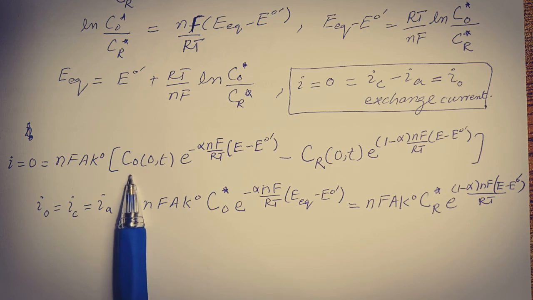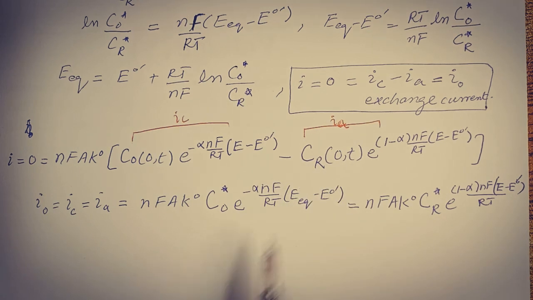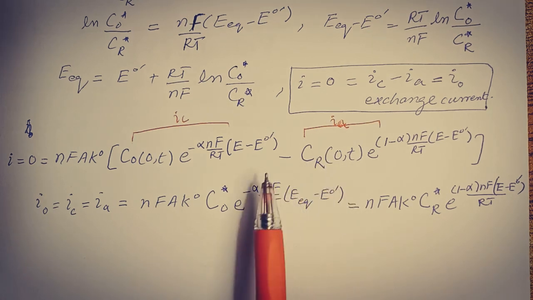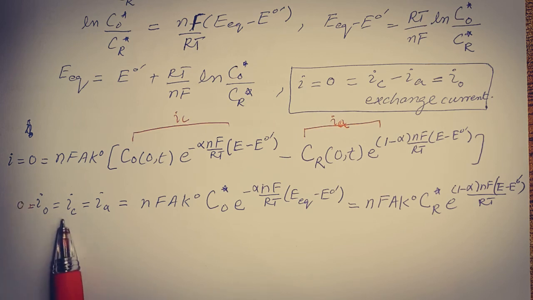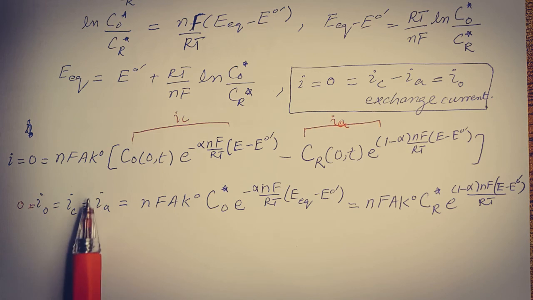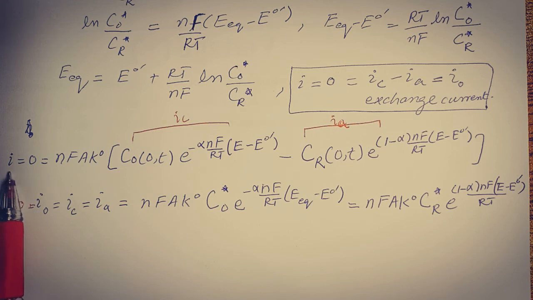the contribution of the cathodic and anodic current. So when we consider that the cathodic and anodic currents are equal and the overall current is 0, each component, either cathodic or anodic, is equal to I naught, that is known as the exchange current. So here we can write the above equation, which is expressing the equation for total current.